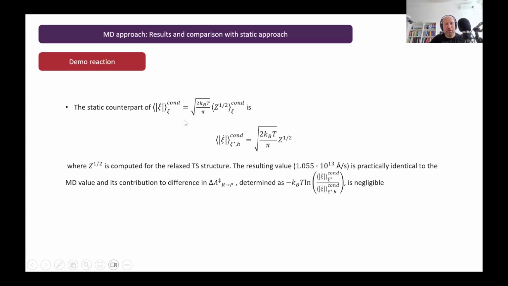So the next term to look at is the conditional average of velocity. This is the formula we used in molecular dynamics. In the static approach, we use the same formula, but we replace the average of the inverse mass metric tensor by a single value computed for the relaxed transition state. Doing so, I obtain this value, which is practically identical to what I got from molecular dynamics. So the contribution to the free energy activation difference estimated using this formula is pretty much zero.